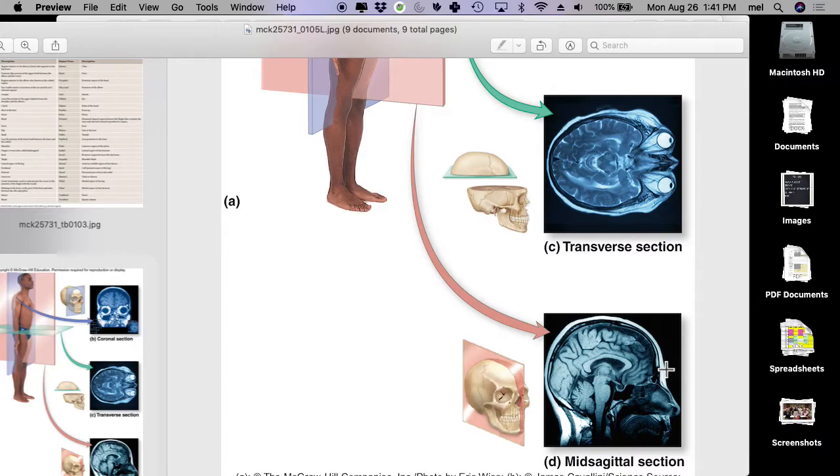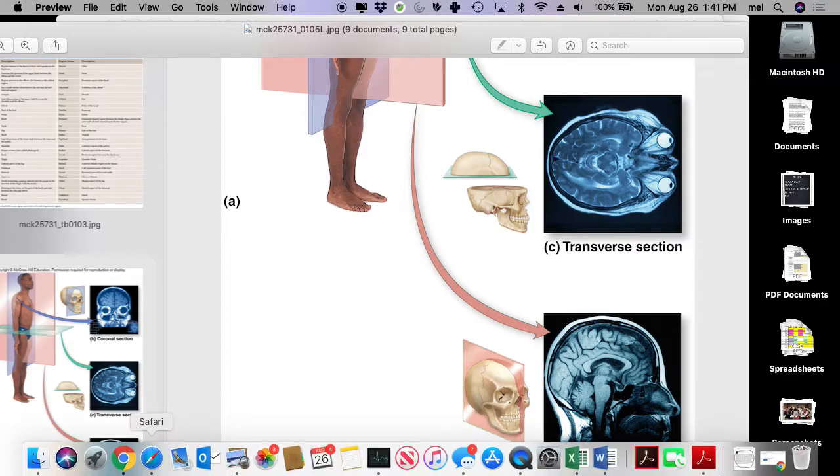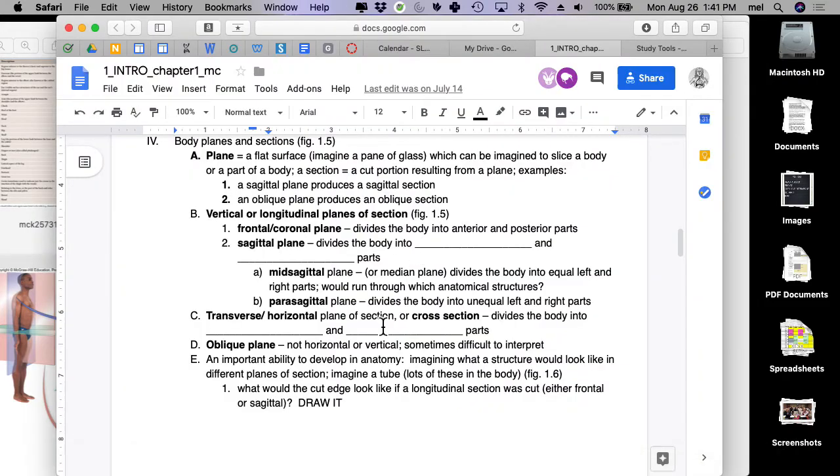Parasagittal section. Now, do all organs have a mid-sagittal? No, because they're not all really symmetrical. So if I did a sagittal section through my left lung, there isn't a mid-sagittal or parasagittal because it's really not symmetrical, right? But the body is, right? Okay, so that is sagittal, mid-sagittal, and parasagittal.